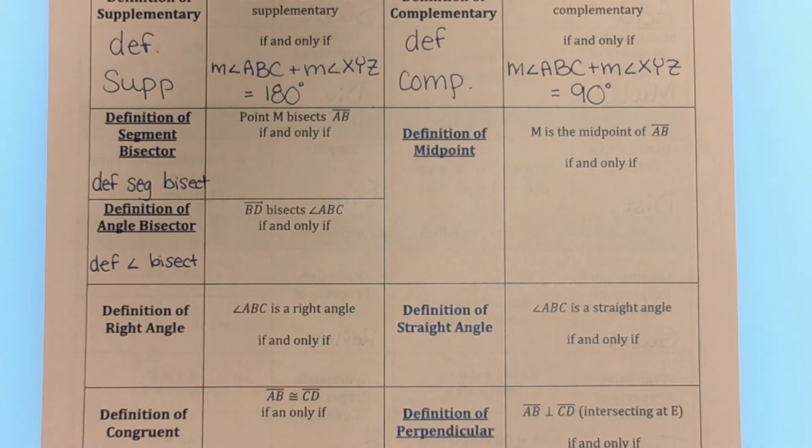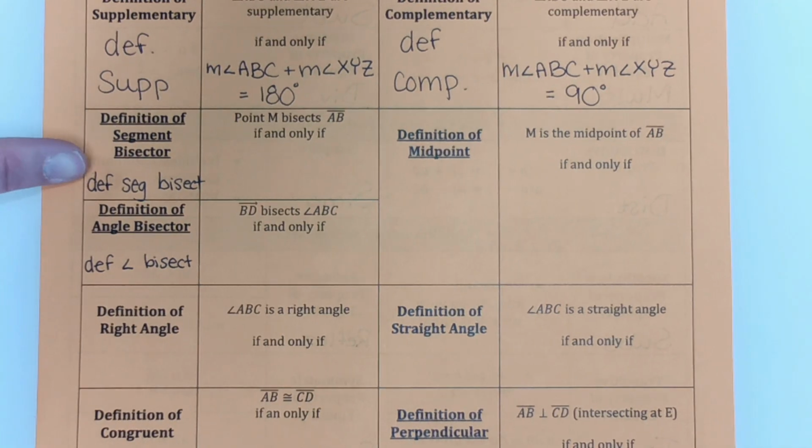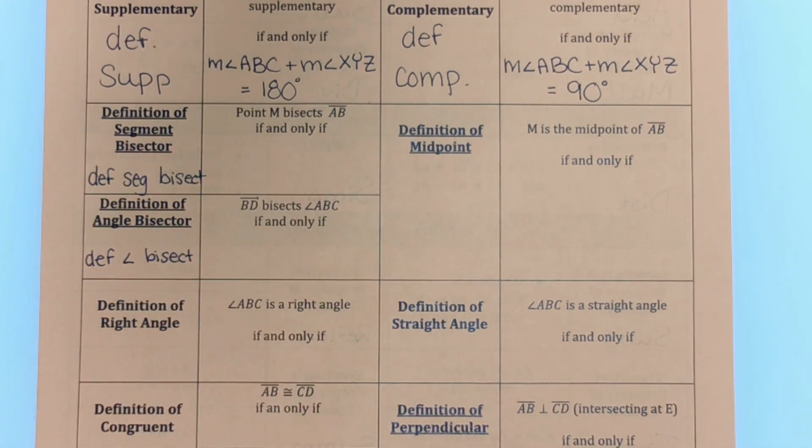Definition of bisect, or more accurately, definition of segment bisect and definition of angle bisect. Make sure you're writing this here, because we actually have to write the property there. Do y'all remember what bisect means? It meets and cuts in half. It does tend to go in the middle, but it cuts in half. It cuts into 2 parts that are congruent.